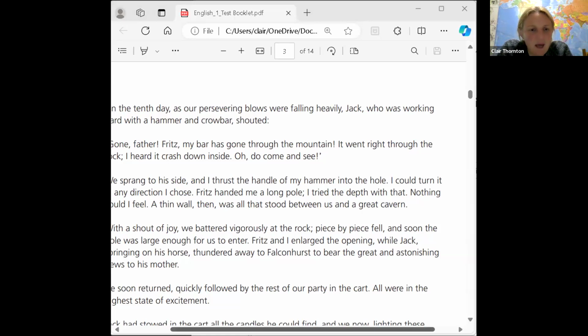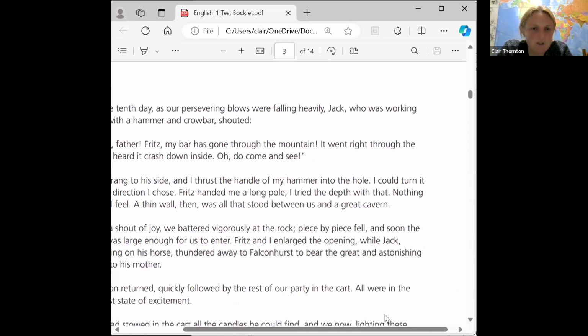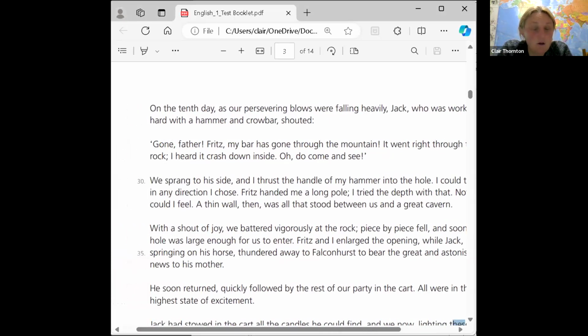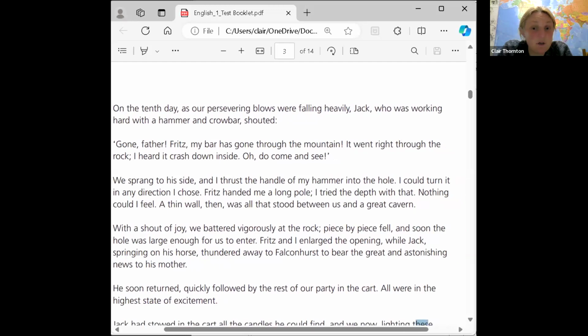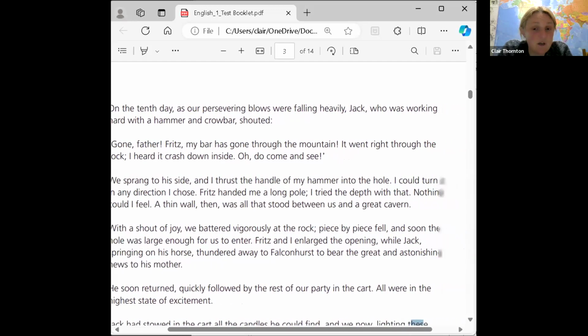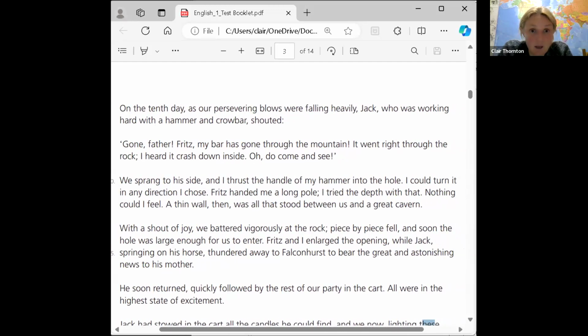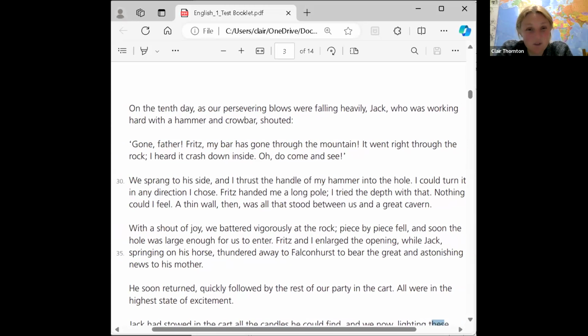I think the reaction of Jack when he has lost his crowbar, "I heard it crash down inside. Oh, do come and see," and then the continuation of that, finding the thin wall and the great cavern, would suggest it's got to be C. Okay, there's some ones there that aren't suggested at all, but there's some obviously that do. Right, let me just go back.